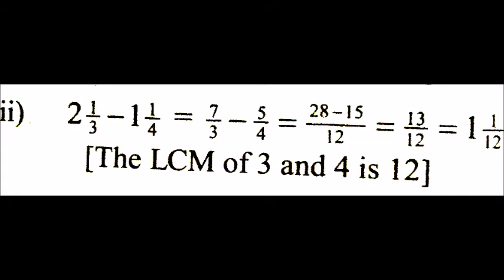This is an improper fraction, so we are going to change it into a mixed fraction. This is equal to 1 whole number 1 over 12, because 12 will go into 13 once. Remember 1 divided by 12.